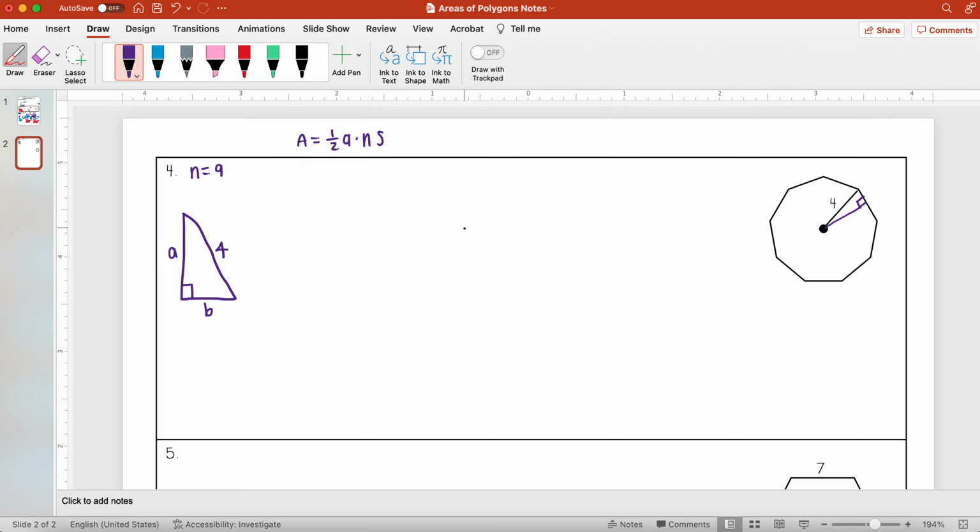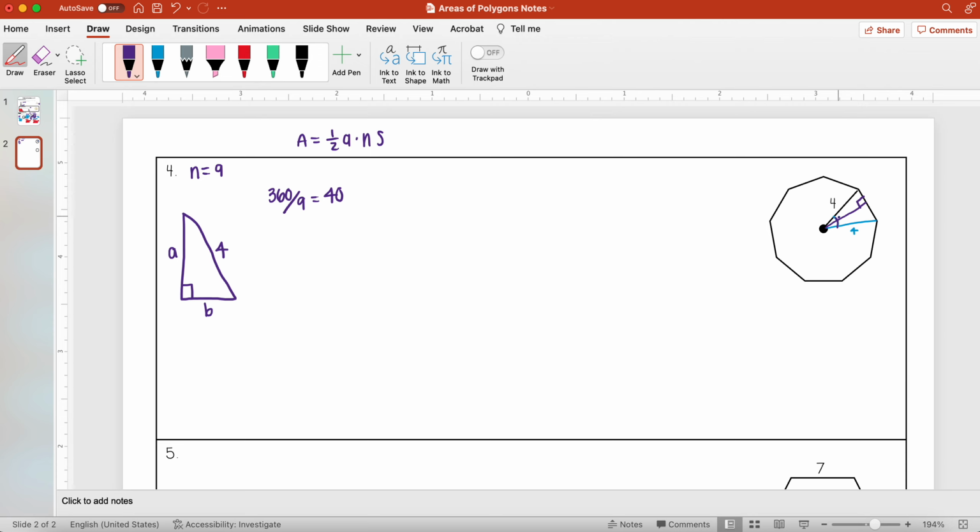And now something else that we learned in our last lesson was something called the central angle. And so if I were to draw another radius right here, which I know is also length 4, I can find my central angle, this whole entire angle right here. And we find that by doing 360 divided by the number of sides, which here is 9. And I get 40. So I know this whole angle is 40.